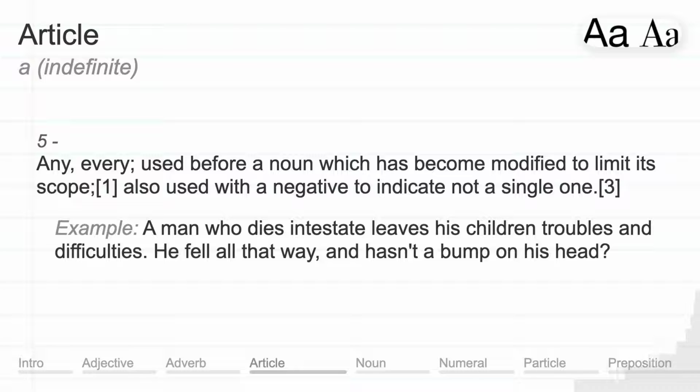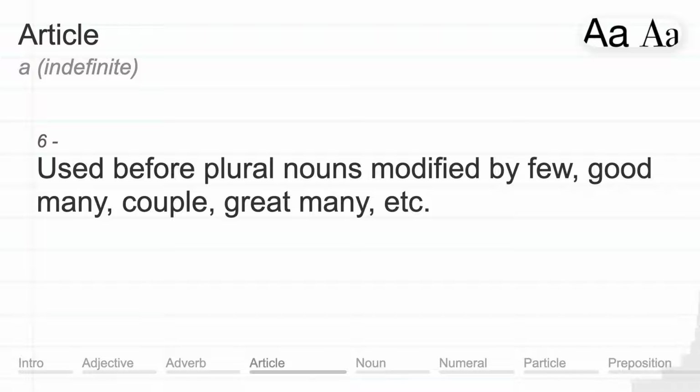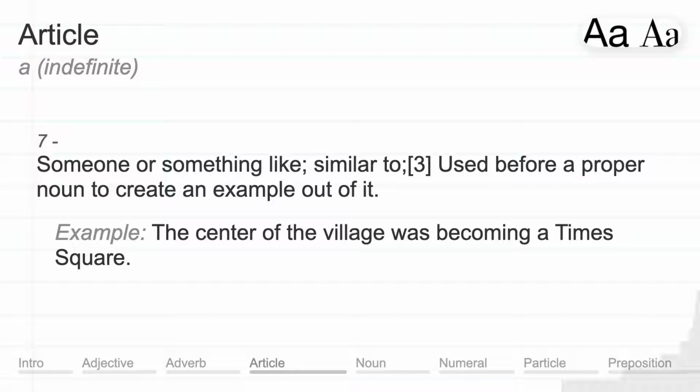He fell all that way, and hasn't a bump on his head? Used before plural nouns modified by few, good many, couple, great many, etc. Someone or something like. Similar to. 3. Used before a proper noun to create an example out of it. Example: The center of the village was becoming a Times Square.